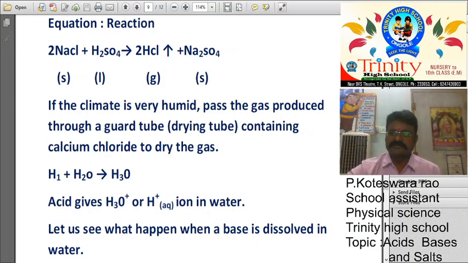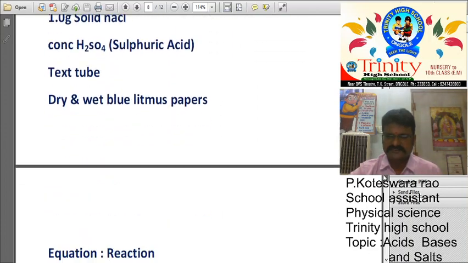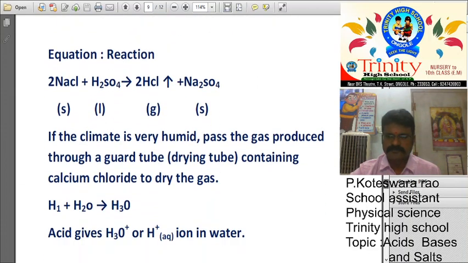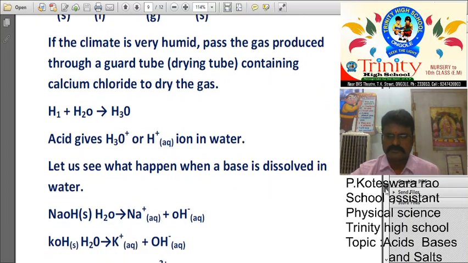So in that mechanism, H plus is coming here. Already here wet litmus means, here wet means water. H plus with H2O can produce H3O plus. Okay, so acid gives H3O plus.